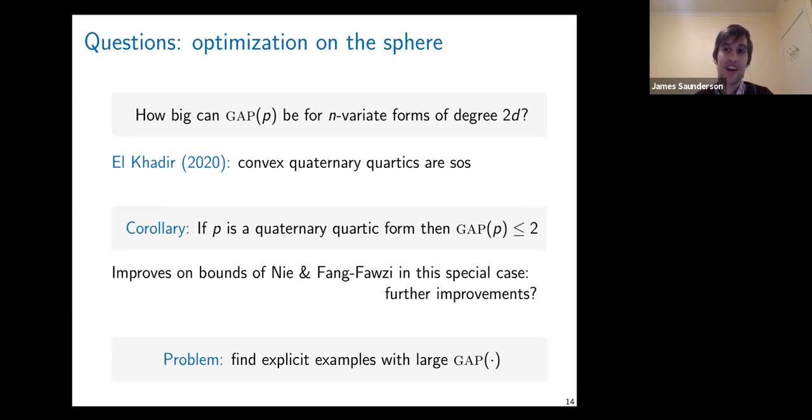And so this gives us the strongest bound out there, as far as I know, for the specific case of quaternary quartics on this gap quantity. It improves on existing bounds in the literature. Of course, those existing bounds hold in much greater generality, so it's not a very fair comparison. But it would be interesting even in very small specific cases to understand what the worst case values of this gap quantity are. Okay, so to summarize, we've investigated this question of when convex forms are sums of squares, and given the first explicit example of a convex form that is not a sum of squares.